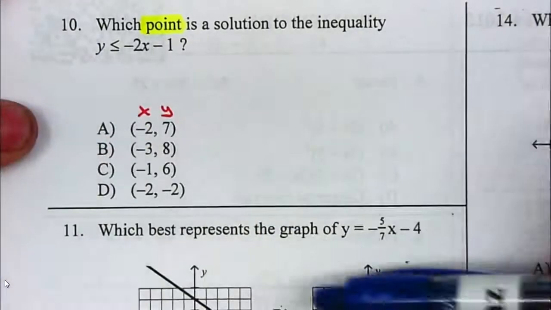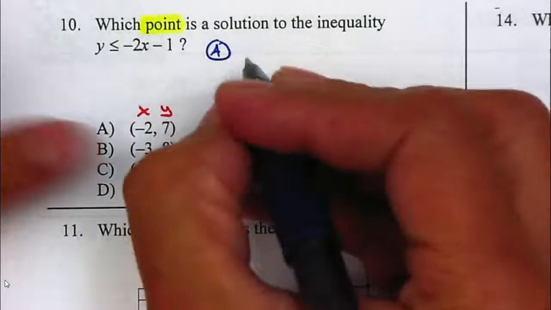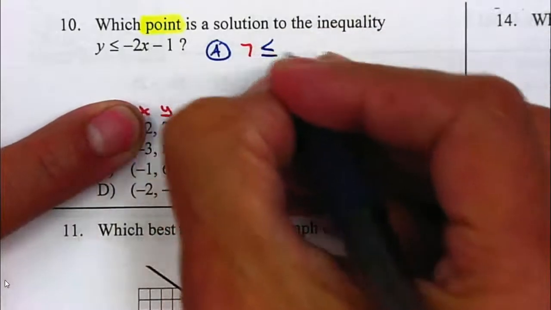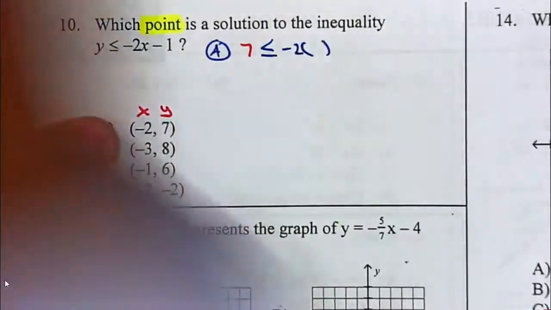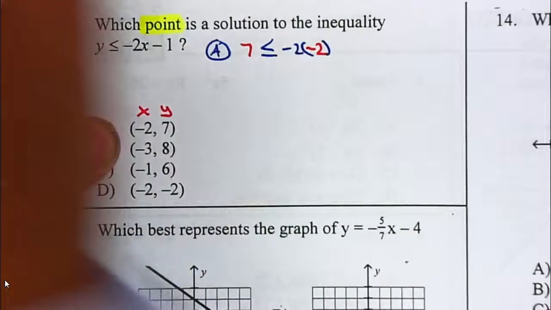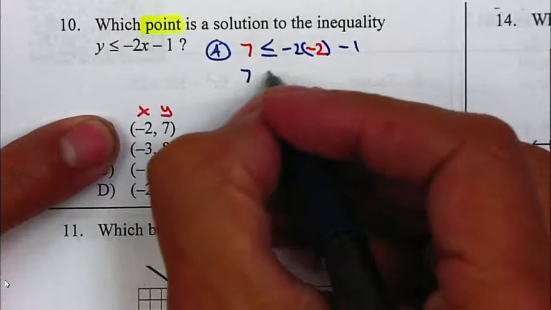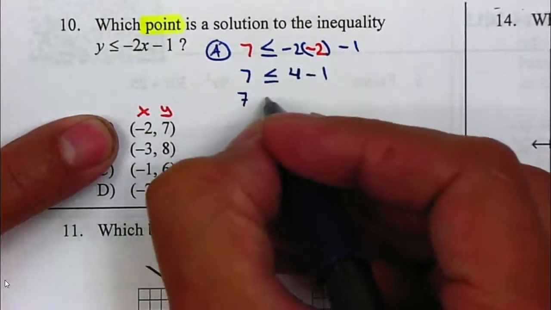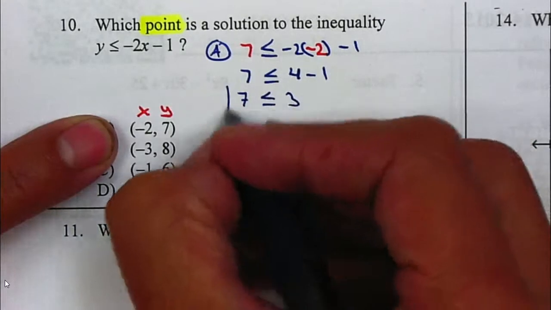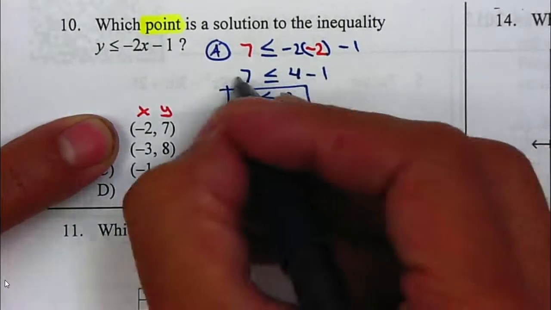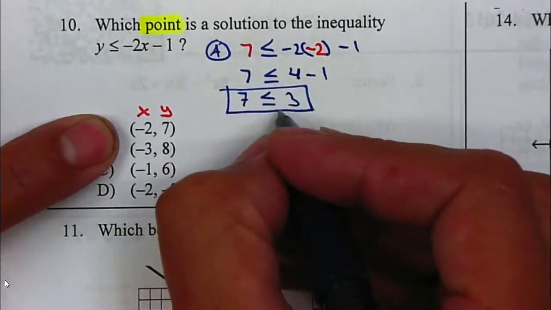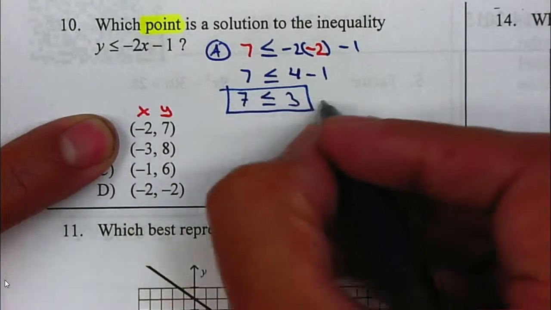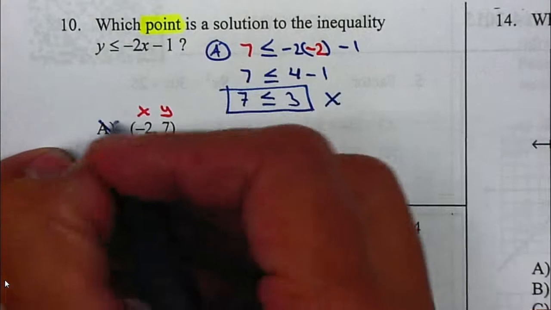So let's try letter A. The y is going to be a 7, less than or equal to -2. The x will be a -2, minus 1. 7, that gives me a 4 minus 1. Now remember, in this case we are just simplifying. And once I simplify the right hand side and the left hand side, I need to evaluate: is that a true statement or false? Is 7 less than or equal to 3? No, 7 is greater than. So A is not the answer.